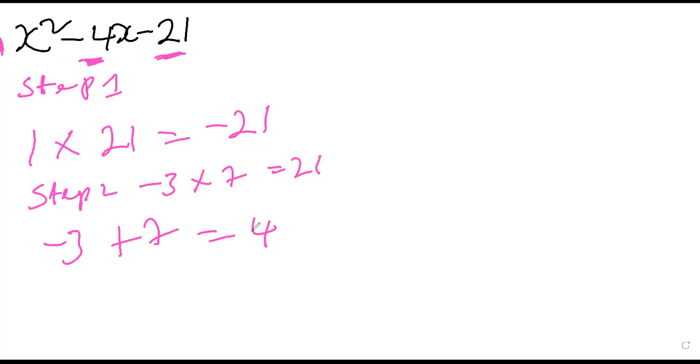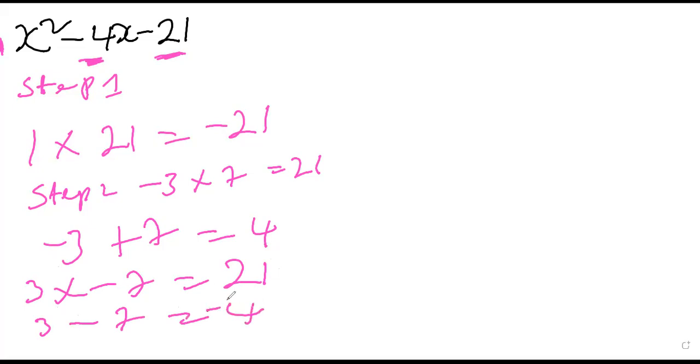So let's try another combination. Let's say plus 3 times minus 7 is equal to minus 21, right? So plus 3 minus 7 is equal to minus 4. Okay, this works.